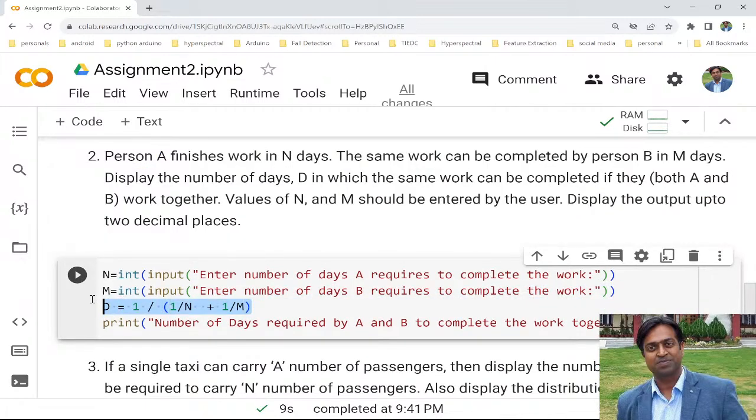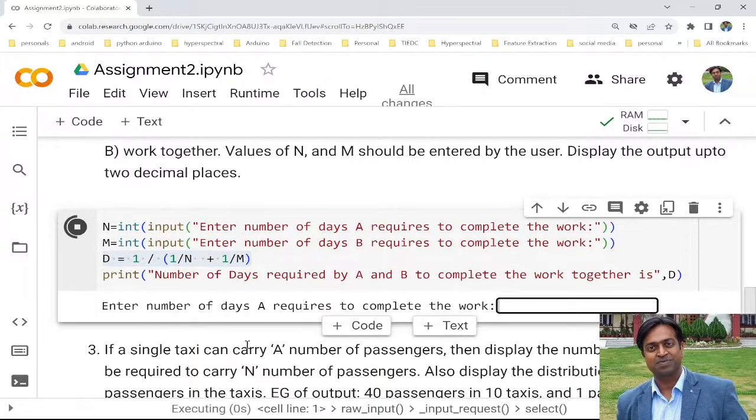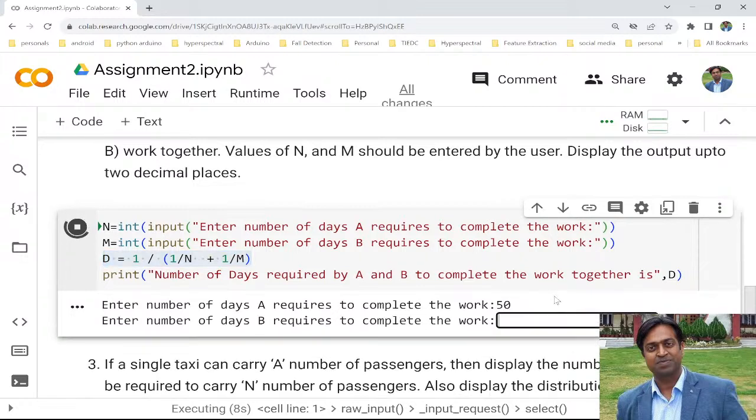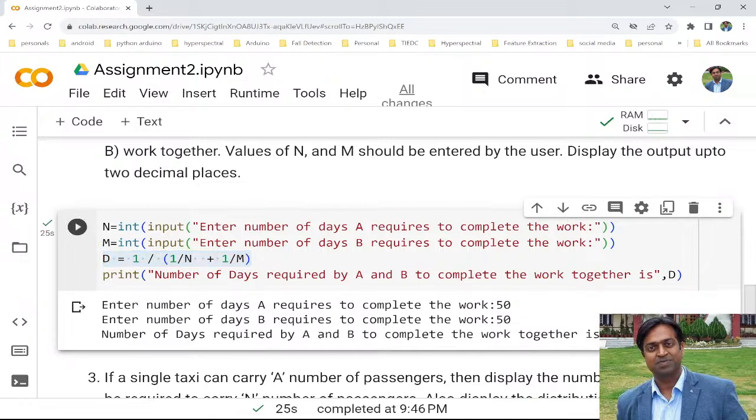It requires only one line, mainly one line, right? So if I execute this, let me enter 50, the number of days required to complete the work by A, and for B, again let me enter 50. So when I write 50 50, if both require 50 days, then if they work together, they will require half of 50, right? So let's check our answer. We can see our answer is also 25, right?